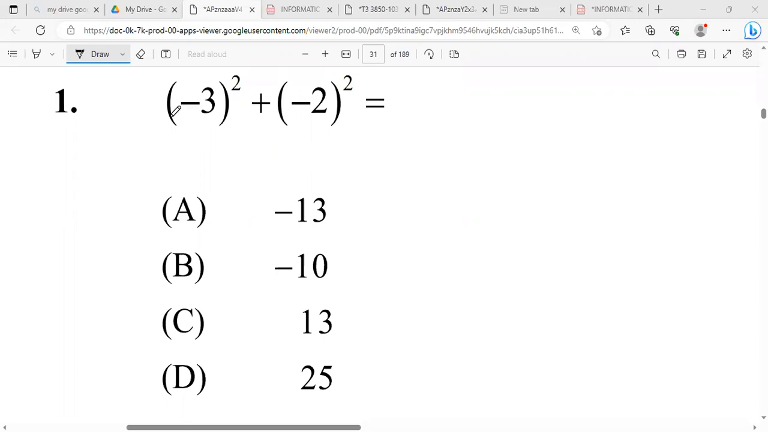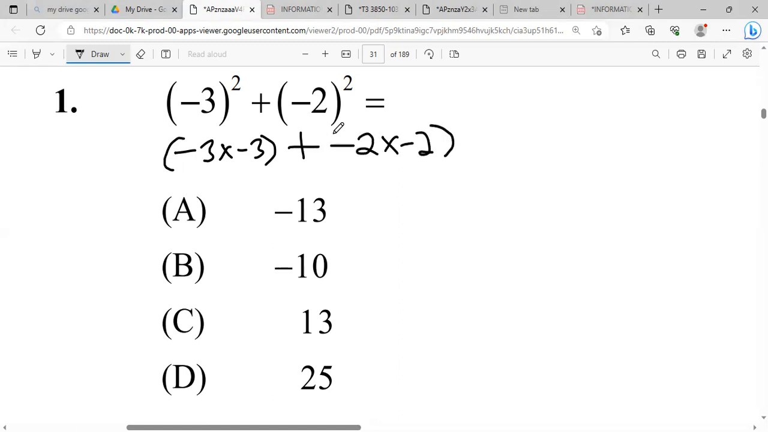All right, so we have -3 squared plus -2 squared. Anytime a number is squared, it means the number multiplied by itself. And we know that a negative number times a negative number works out to positive always. So negative times negative, positive, 3 times 3, that's 9. And negative times negative, 2 times 2, that's 4. So we add and we get 13. So for this one, it would be C.